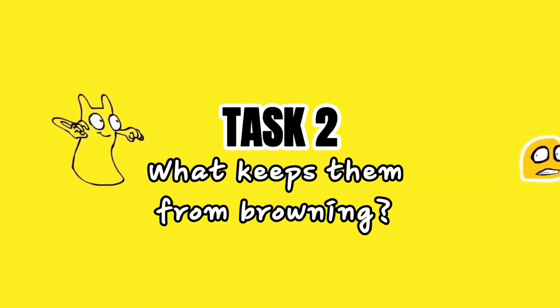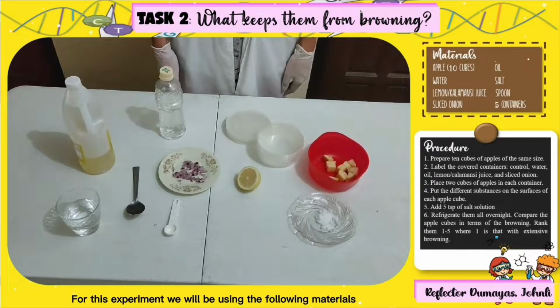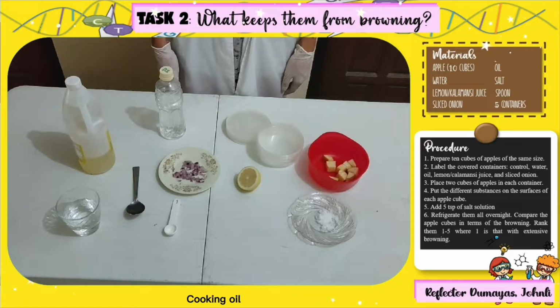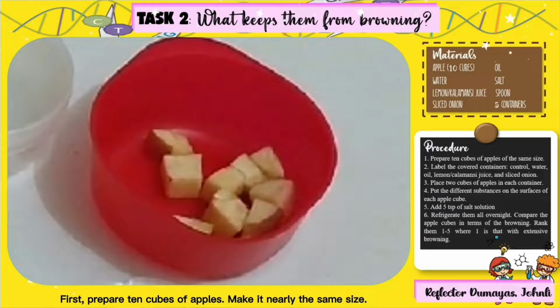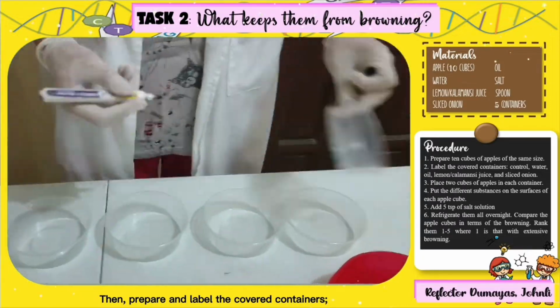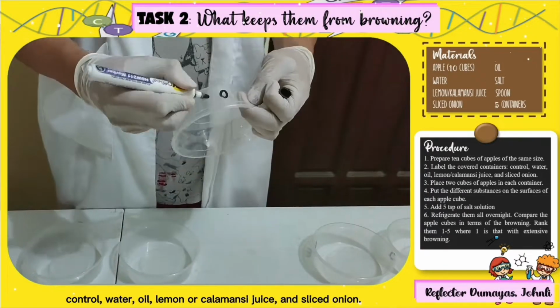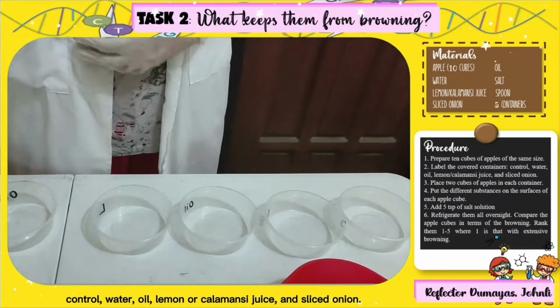Task 2. For this experiment, we will be using the following materials: apple, water, cooking oil, lemon, onion, salt, spoon, and clear containers. For the procedures, first, prepare 10 cubes of apples of nearly the same size. Then, prepare and label the covered containers: control, water, oil, lemon or calamansi juice, and sliced onion.